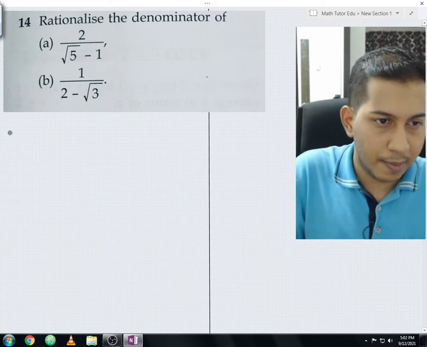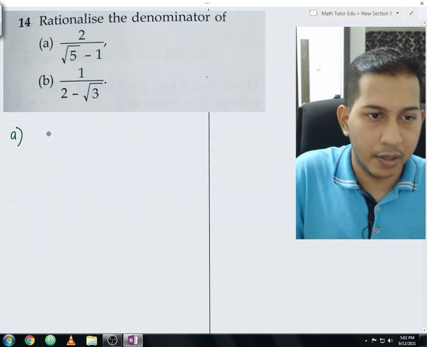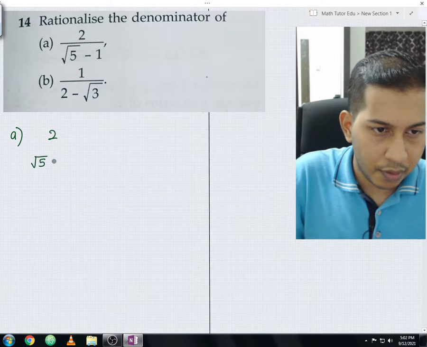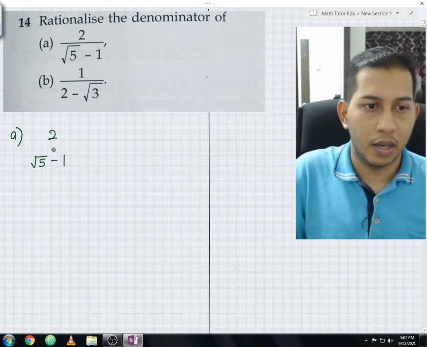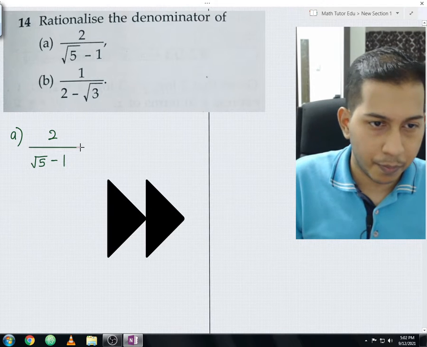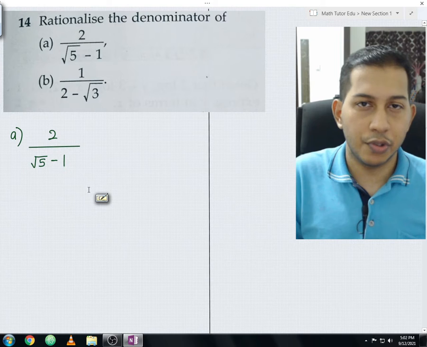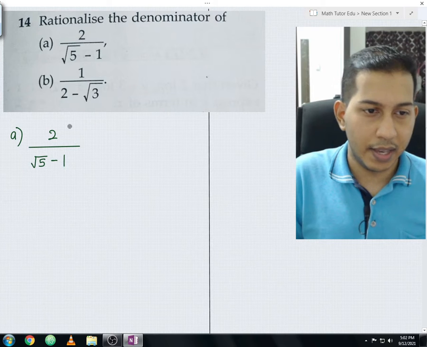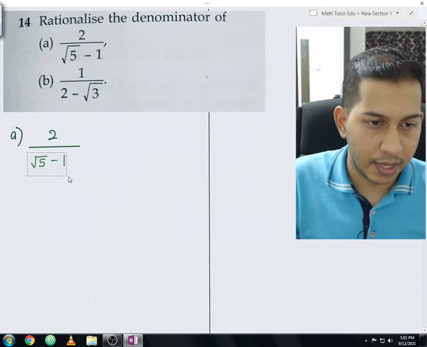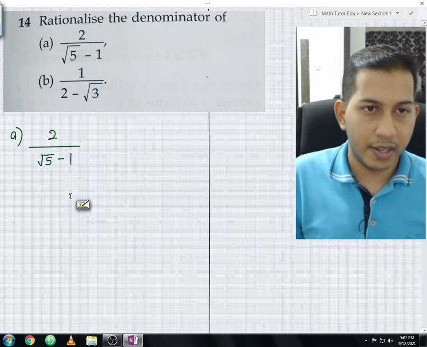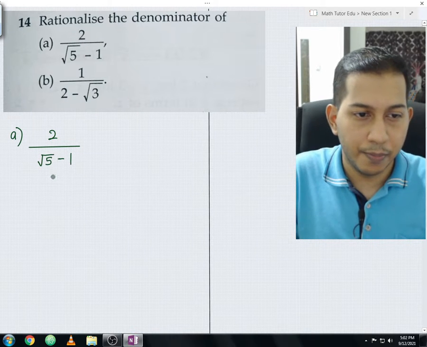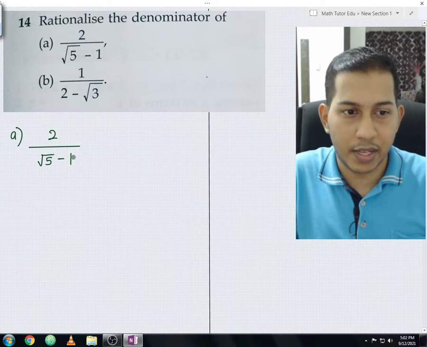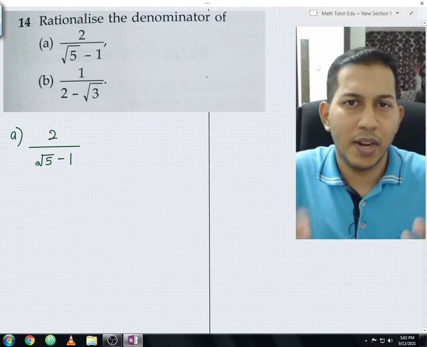Okay, so let me write the fraction here. 2 over square root 5 minus 1. Okay, let me underline the fraction here. Okay, so the first thing you should know is what is the meaning of rationalize the denominator. Okay, so from here let us take a look at this first example, the question part A. So in order to rationalize the denominator, we need to times the denominator with the conjugate. So now you can ask me, what is a conjugate?